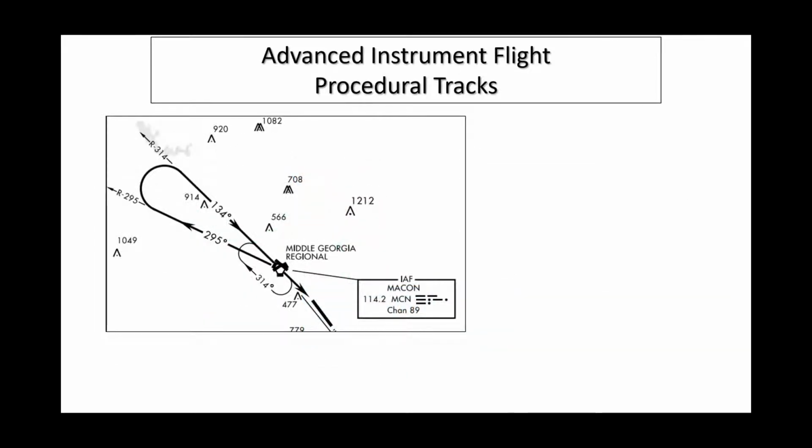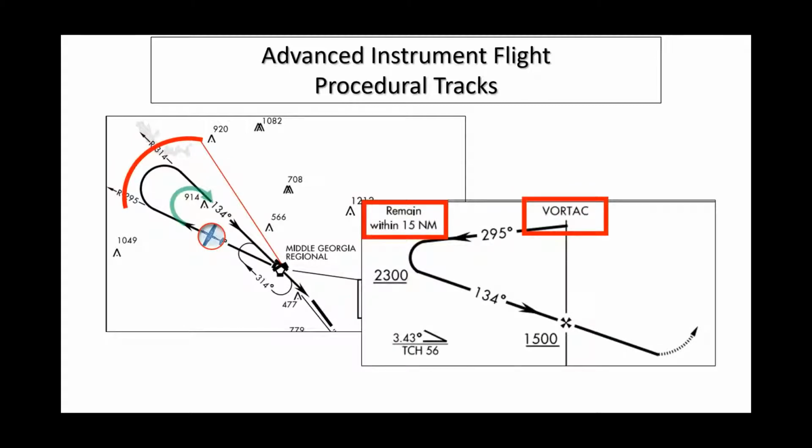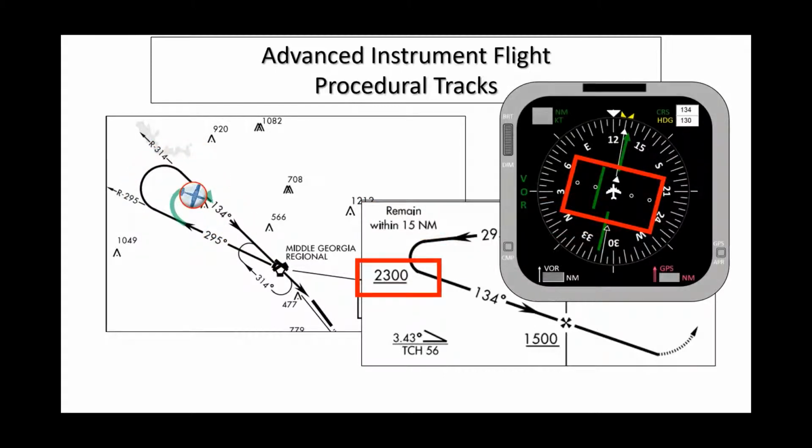A couple of notes about procedure tracks depicted as a teardrop. Where a teardrop turn is depicted, you may turn to the inbound course at any time unless otherwise restricted by the approach plate. However, do not exceed the published remain within distance. If flying a teardrop, do not descend from the procedure turn altitude until you are established on the inbound segment of the procedure track.